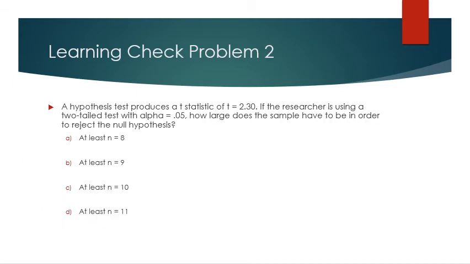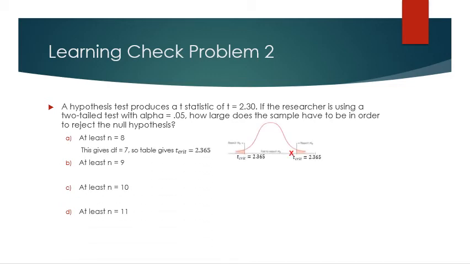Let's look at learning check problem 2. A hypothesis test produces a t statistic of t equals 2.3. If the researcher is using a two-tailed test with alpha equal 0.05, how large does the sample have to be in order to reject the null hypothesis?